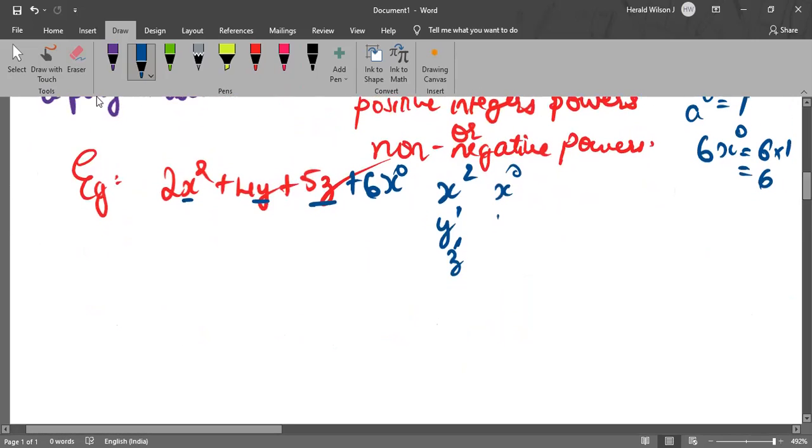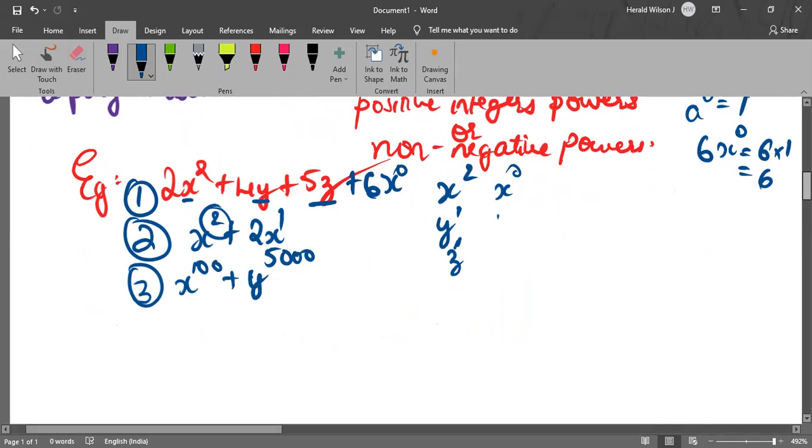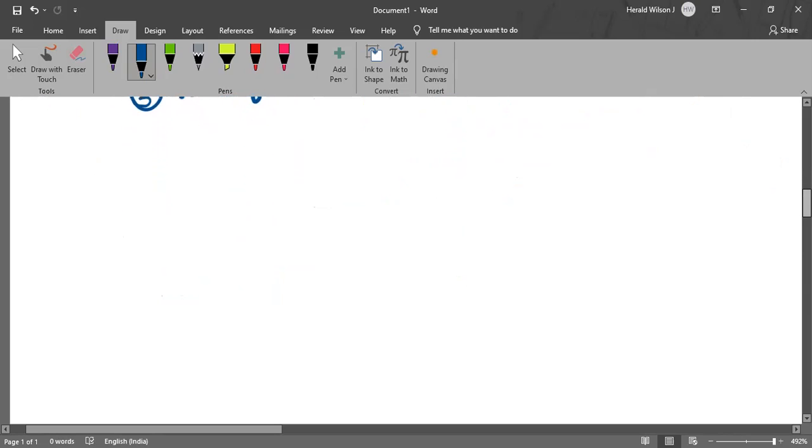Let's see another example for your better understanding. The second one is x square plus 2x. Here also we have x square, so 2 is a positive number. Here it is 1. So this also works. Suppose I say x raised to 100 plus y raised to 5000. Is this also a polynomial expression? Absolutely. Why? Because there are positive integers as the power. So yes, these are also examples of polynomials. Clear? I hope you understood so far what is a polynomial.